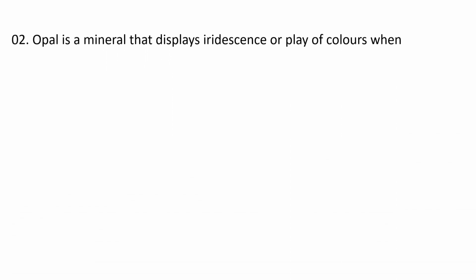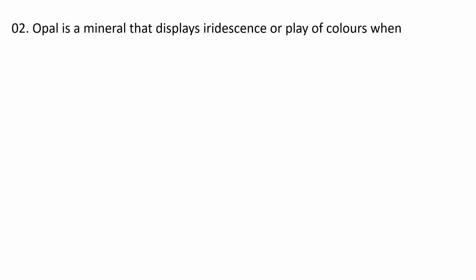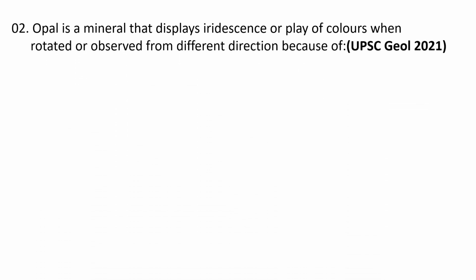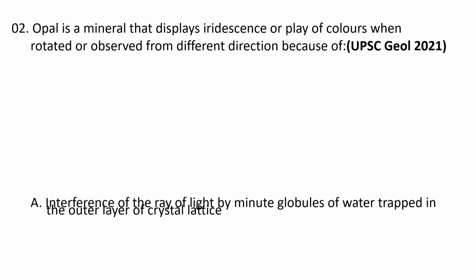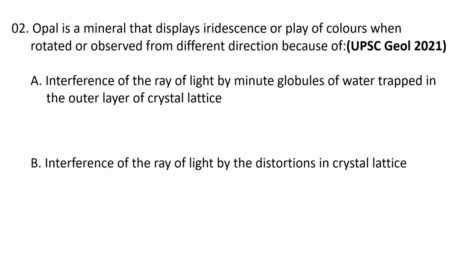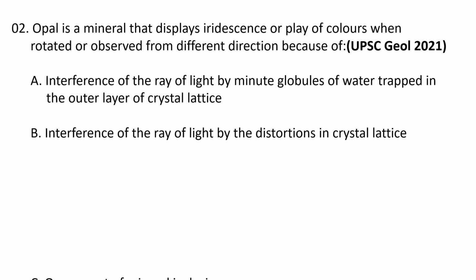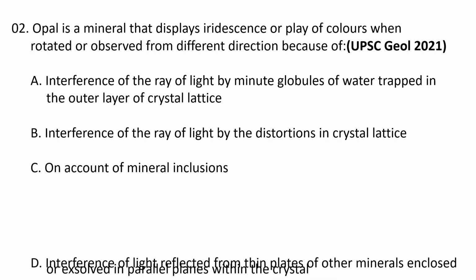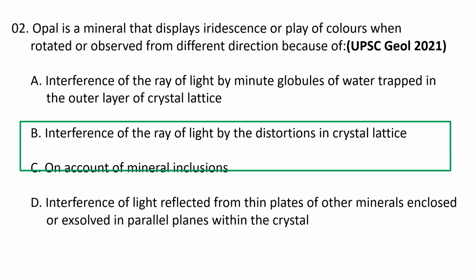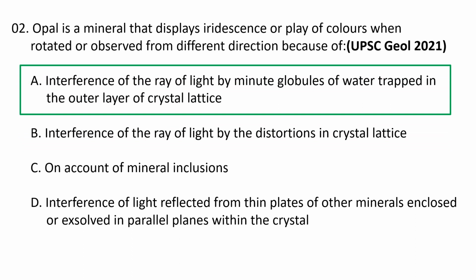Coming to second question. Opal is a mineral that displays iridescence or play of colors when rotated or observed from different directions because of A. Interference of the ray of light by minute globules of water trapped in the outer layer of crystal lattice, and B. Interference of the ray of light by the distortions in crystal lattice, and C. On account of mineral inclusions, and D. Interference of light reflected from thin plates of other minerals enclosed or exsolved in parallel planes within the crystal.